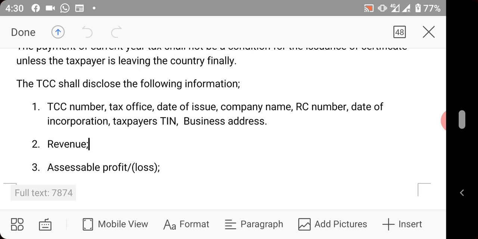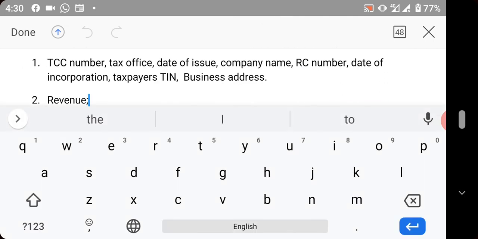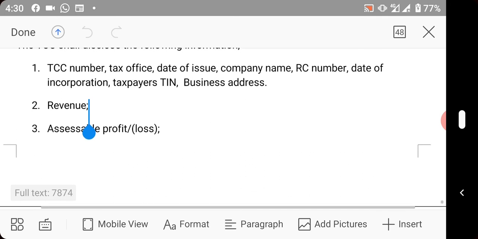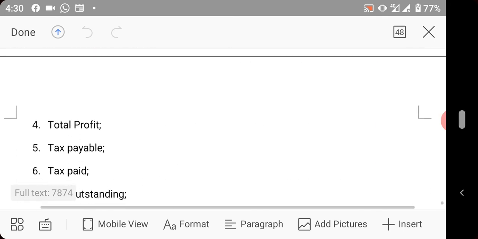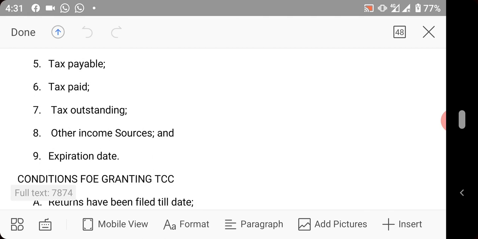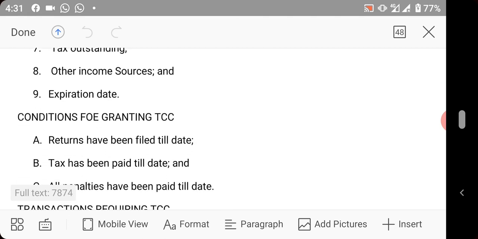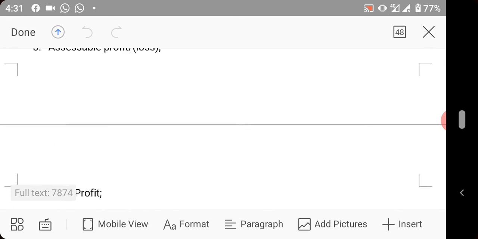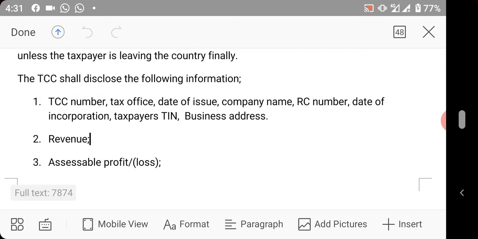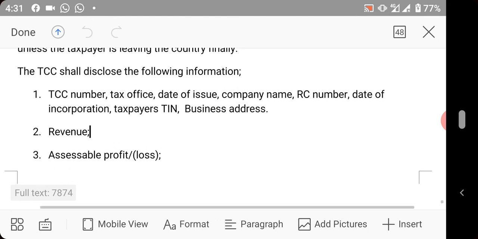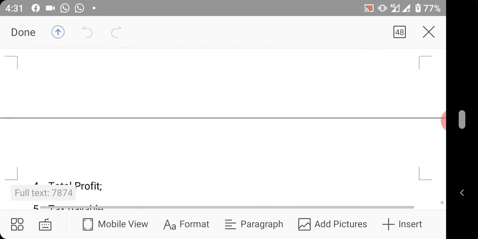Now there is information that must be disclosed by the TCC. The first information is your revenue, your assessable profit, your total profit, tax payable, tax paid, tax outstanding, other income sources, and the expiration date of the tax clearance certificate. So it has an expiration date. Another information that the certificate will disclose upon issuance is the TCC number, your tax office, the tax office where you normally pay your tax, date of issue, company name, RC number, date of incorporation, taxpayer's TIN, and business address. So these are the information that a TCC must have.